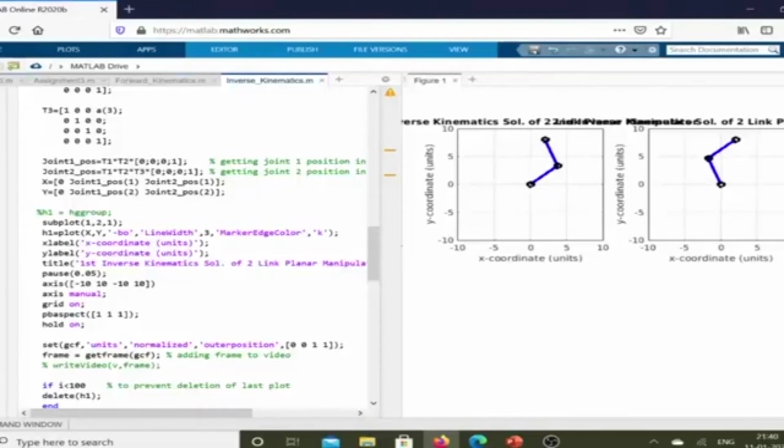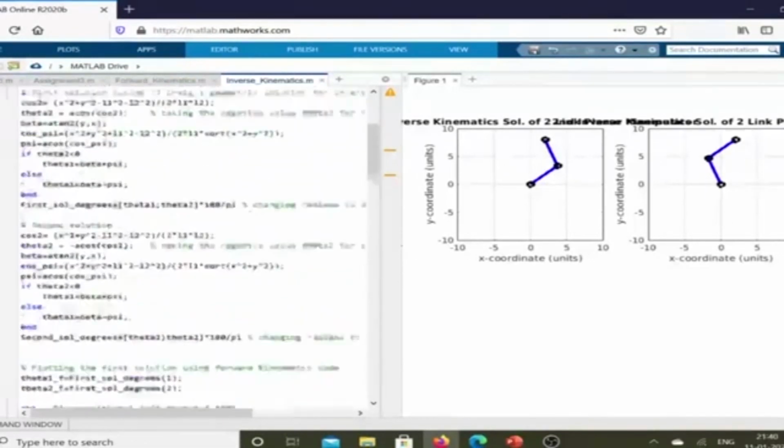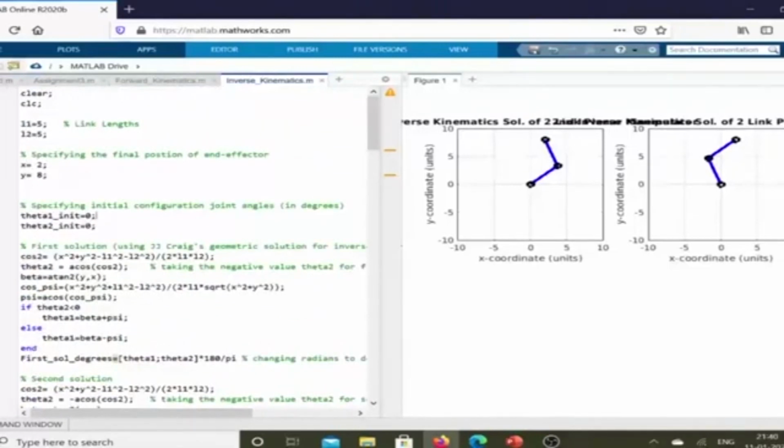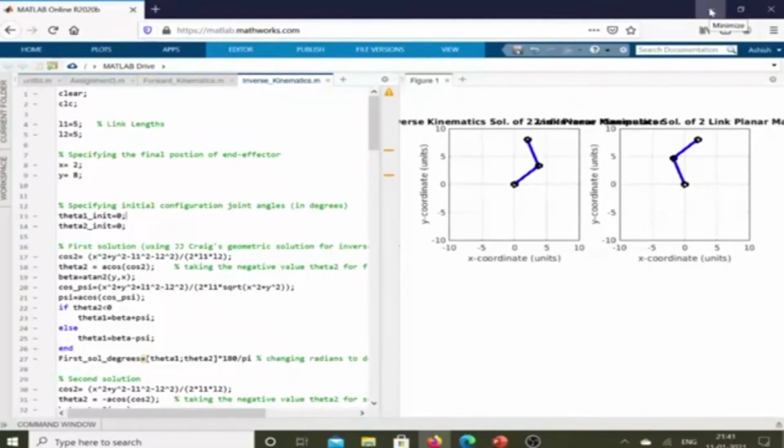You can write it very easily in MATLAB, and the advantage of MATLAB, as I said before, is that matrix multiplications are very easy in MATLAB. So it's very, very easy to do these computations and then to plot. It has very beautiful plotting functions. So this is the way forward kinematics and inverse kinematics is done.